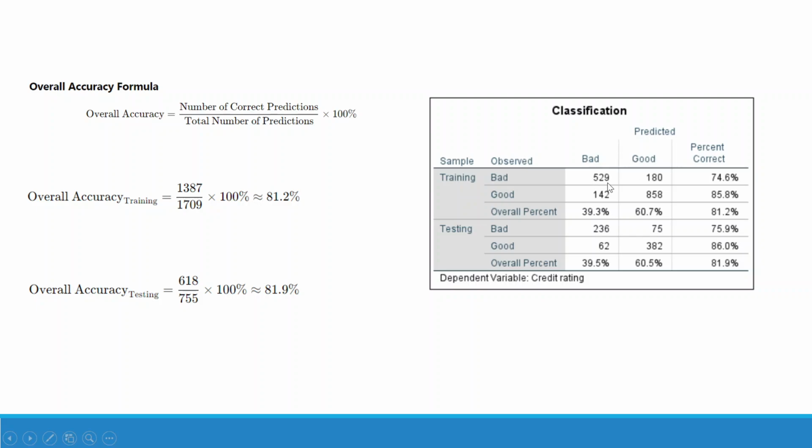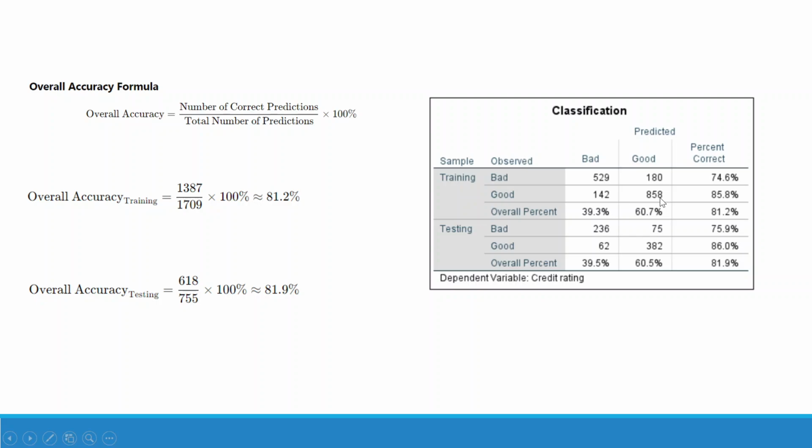So 529 are such cases in which the actual data shows that the credit rating was bad and the prediction done by the model is also bad credit rating. So this is correctly classified. 529 cases are correctly classified. Now let's talk about good. The actual good credit rating, prediction done by the model, good credit rating. So 858 cases have been correctly classified by the model.